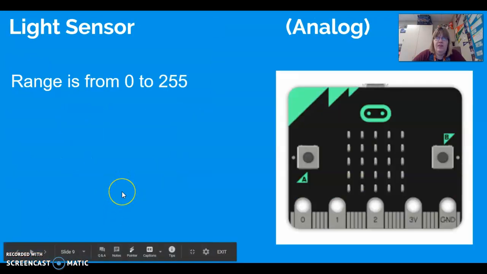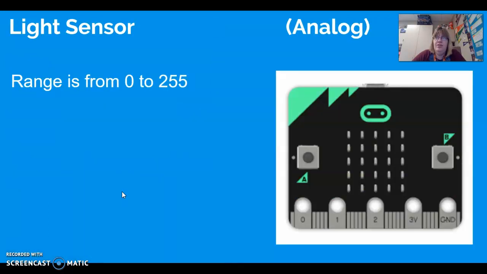The other input that you're going to work with today is the light sensor. The light sensor is analog. It reads a range of light levels, from 0 to 255. 0 is really dark, 255 is really bright.